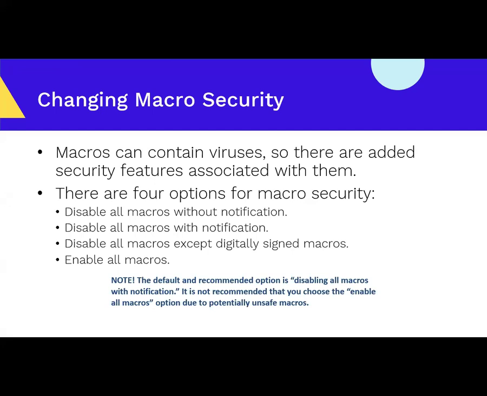You can disable all macros without notification, disable all macros with notification, or disable all macros except digitally signed macros. A digitally signed macro is one you download from, say, Microsoft, which will digitally sign the macros you're using. Or you can enable all macros, which is not recommended. The default and recommended option is disabling all macros with notification. It is not recommended that you choose to enable all macros due to potentially unsafe macros.